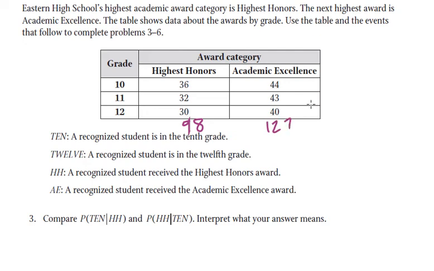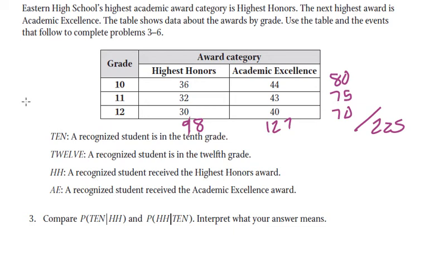And then I'm going to have my total 10th graders as 80, my total 11th graders as 75, and my total 12th graders as 70. Then you add 80, 75, and 70, and hopefully we also get 225 when we add 127 and 98. And we do. All right, so in order to start looking at these questions here, we need to find these individual probabilities.